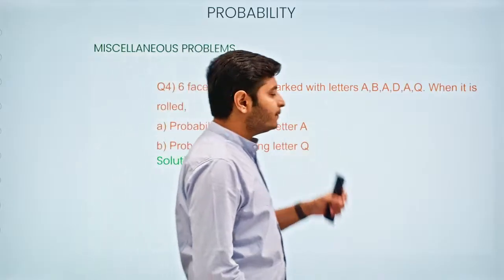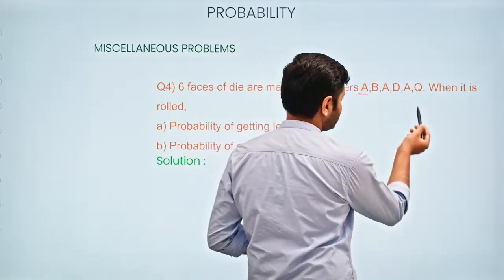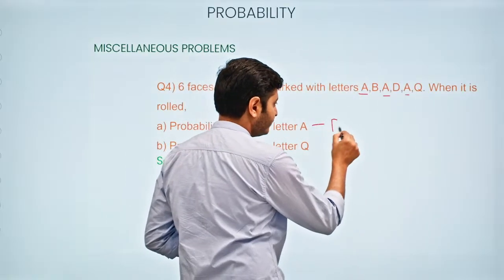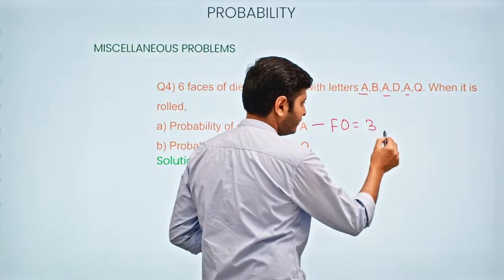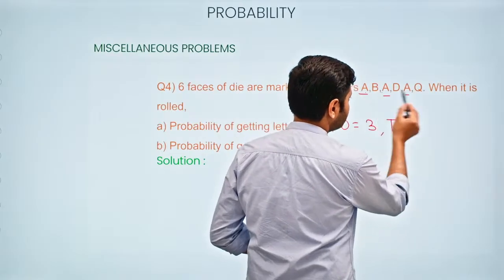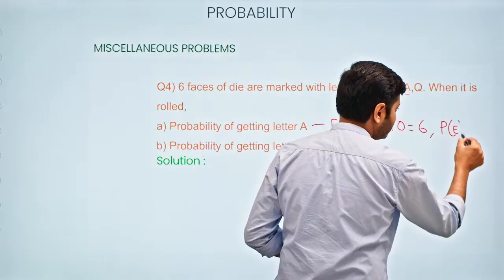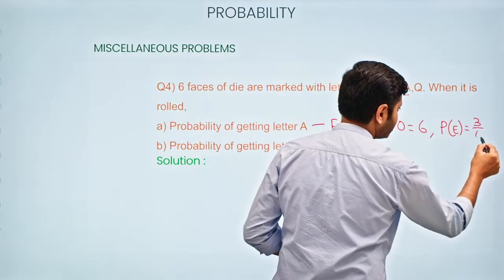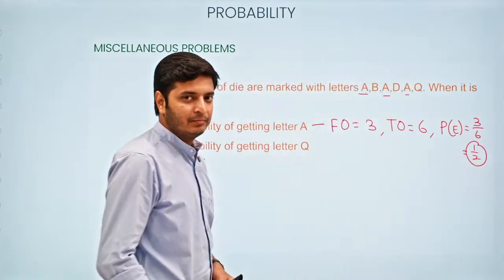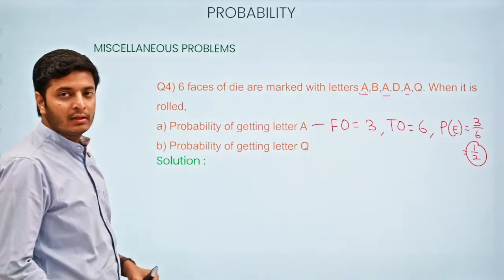So the total number of favorable outcomes in this case are what? How many A's are there? How many faces can show you A? 3 faces. So the favorable outcomes here is 3. Total outcomes here is 1, 2, 3, 4, 5, 6. So the probability of this event to happen is 3 by 6 or simply 1 by 2. Easy.